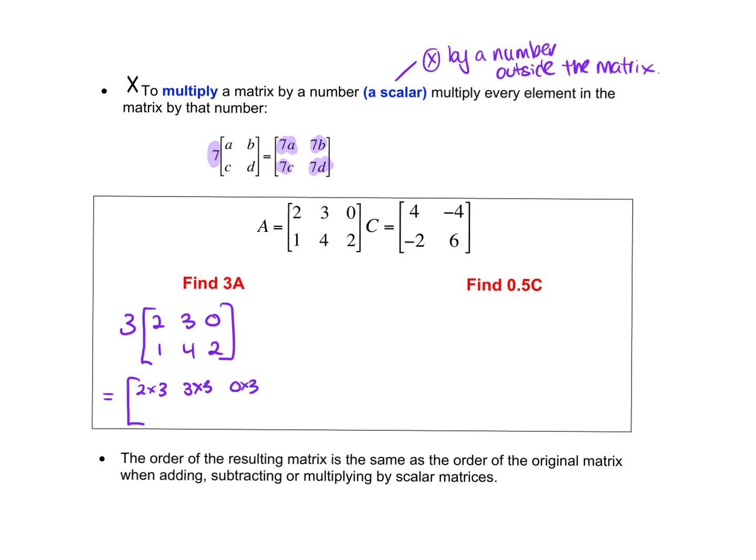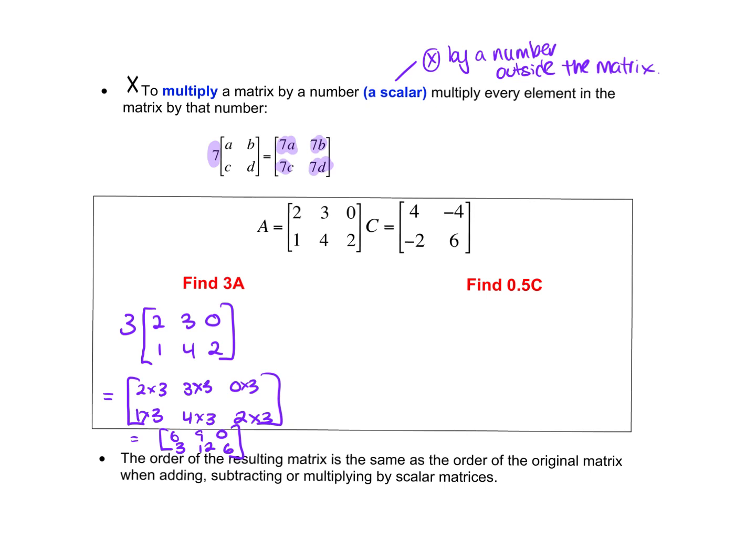0 times 3. Oh, that one's really hard. Yeah. So you end up with, sorry, I've run out of room, but you'd end up with 6, 9, 0, 3, 12, and 6. Okay, so there's like that.